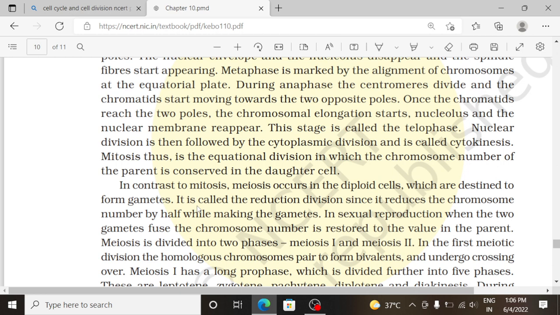During anaphase, the centromeres divide and the chromatids start moving towards the two opposite poles. Once the chromatids reach the two poles, the chromosomal elongation starts. Nucleolus and the nuclear membrane reappear. This stage is called the telophase. Nuclear division is then followed by the cytoplasmic division and is called cytokinesis. Mitosis thus is the equational division in which the chromosome number of the parent is conserved in the daughter cell.